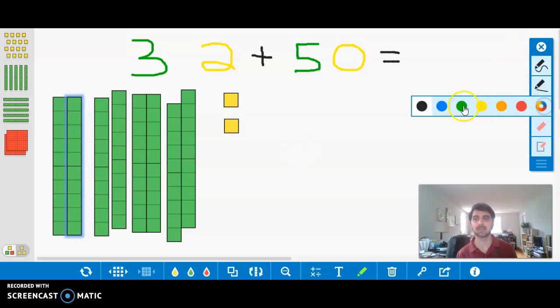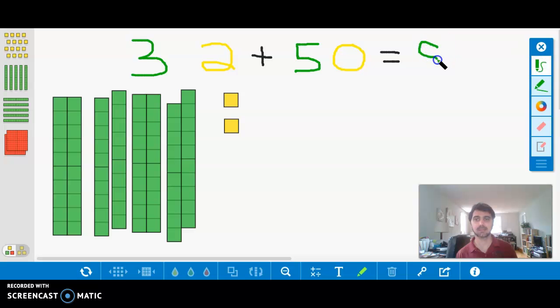So let's write that down. We have 8 10s. And we also had 2 1s, and we added 0 1s. Right? We didn't add any more 1s. So we still have 2 1s. So if you said 82, you're correct.